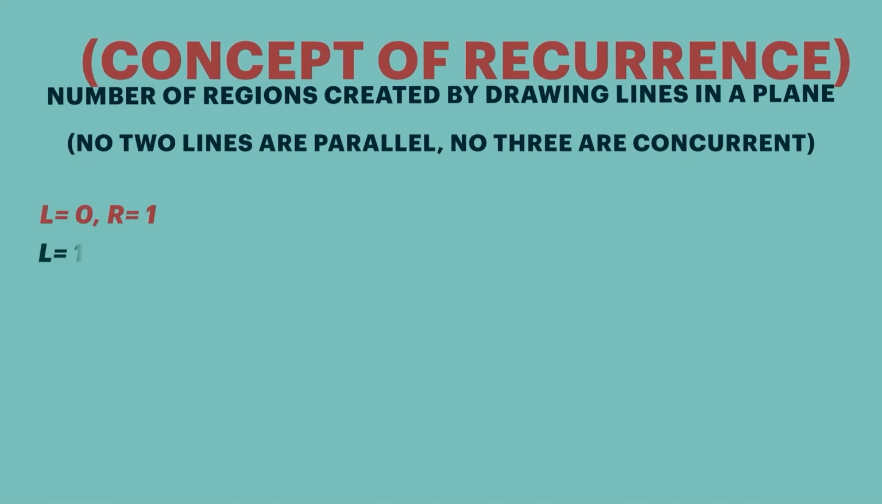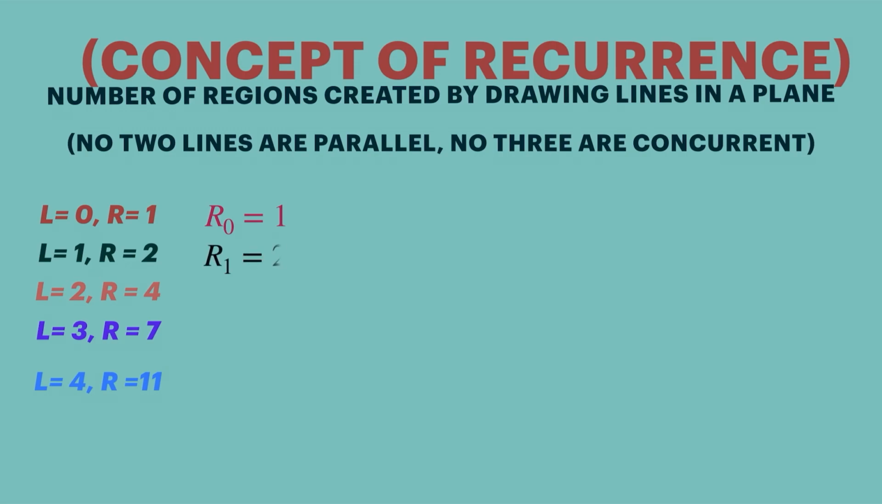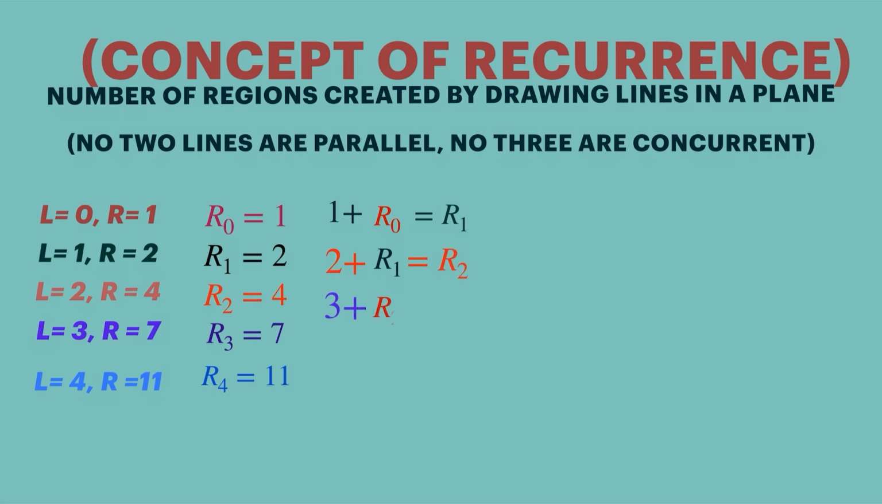Let us go from the start. We get this value of L and R for 4 lines, and here R0, R1, R2, R3, R4. So we got this value. Now we know that relation between R0 and R1 is 1 plus R0 equal to R1, 2 plus R1 equal to R2, 3 plus R2 equal to R3, and 4 plus R3 equal to R4.